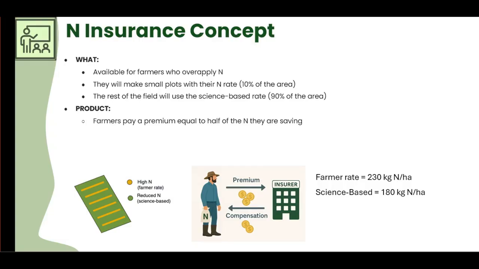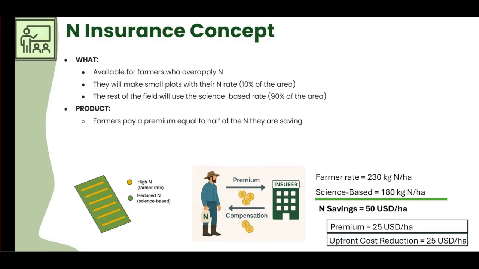Imagine, for simplicity, that 1 kilogram of nitrogen is $1. So when they switch, they will be saving $50. We split that, and farmers will pay $25 as a premium to the insurer, and they will get the other 25 as an upfront cost reduction for them.